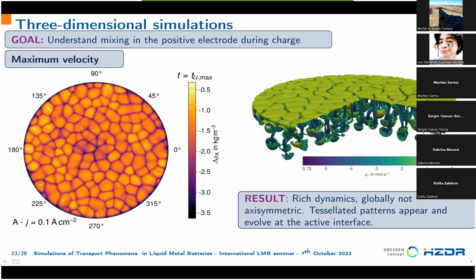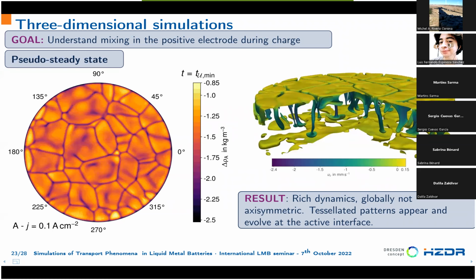And if we go to the pseudo steady state, these tessellated cells become larger, and the full layer again is involved by the phenomenon. And this agreement between axisymmetric and 3D simulation, with this motivation of the plumes, was already discussed in numerical simulations of Rayleigh-Benard convection at high Prandtl number, that is very similar to the condition here, in which we are at high Schmidt number.